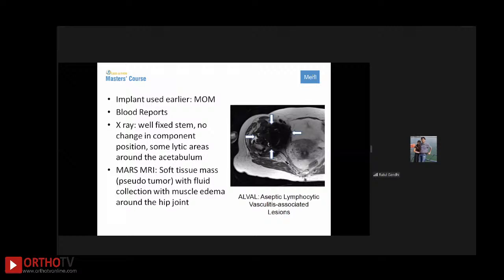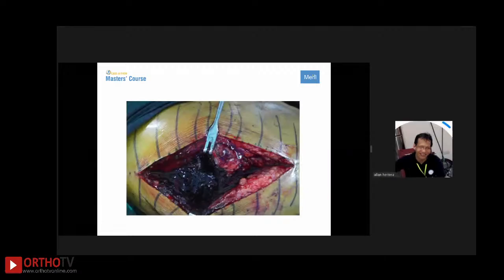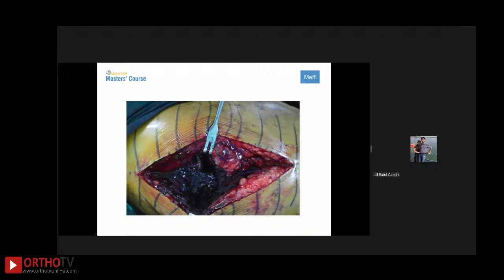There was no change in the component position when compared with the previous old X-rays, and some lytic areas were seen around the acetabulum. A metal subtraction MRI was also done, which suggested a soft tissue mass, a kind of pseudotumor reaction with fluid collection and a muscle edema around the hip joint. And this was the picture we saw, which confirmed the diagnosis of metallosis on opening of the hip.